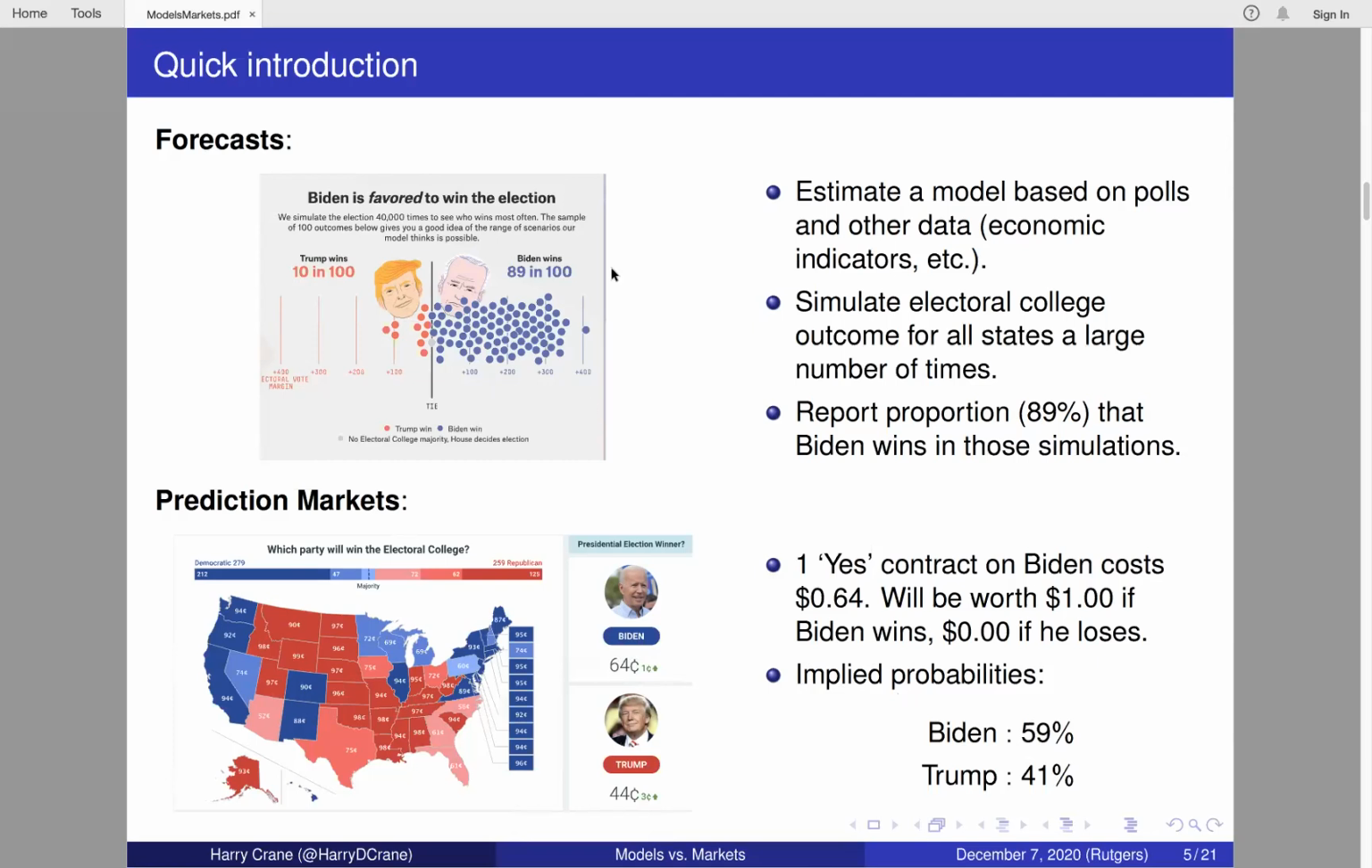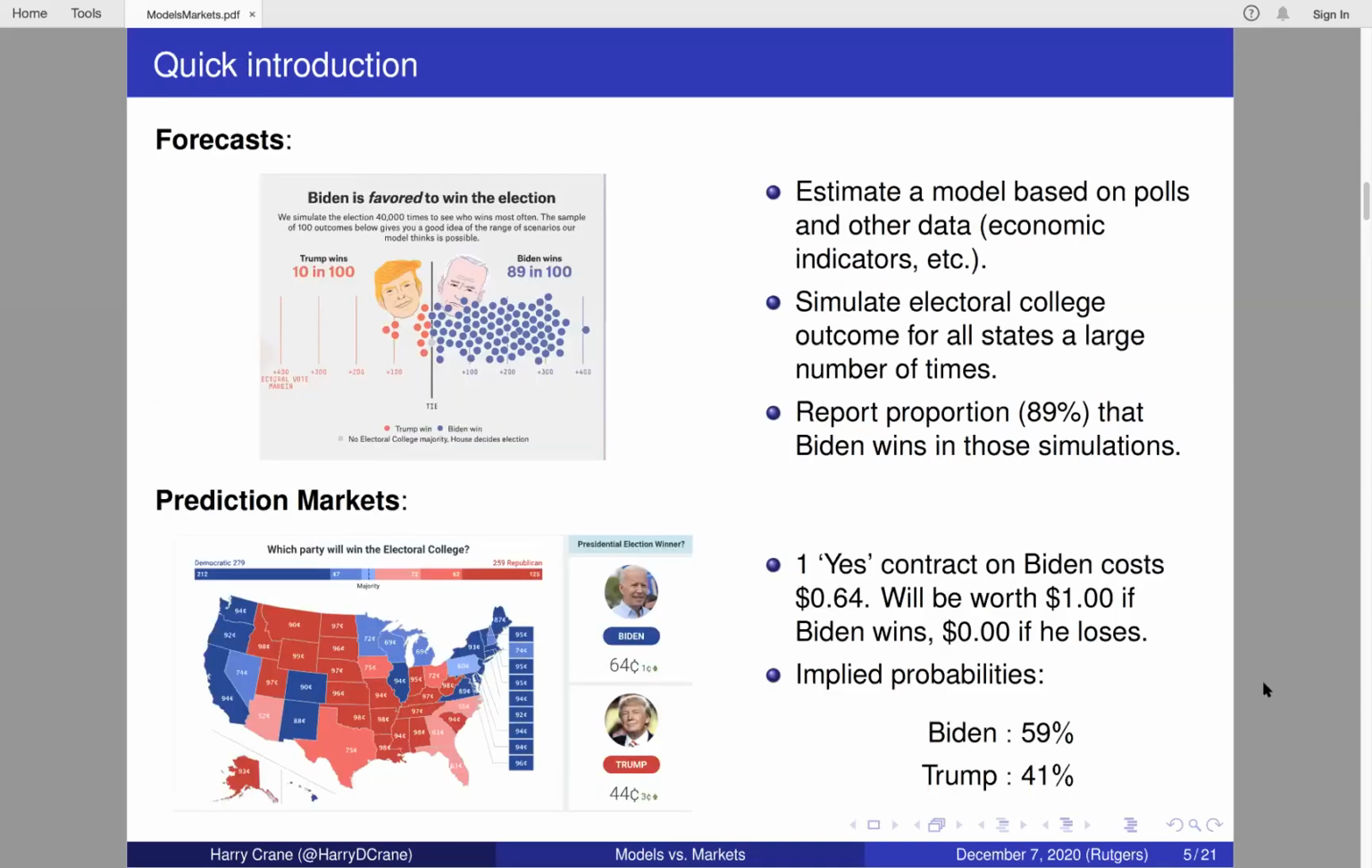Of course, if you were to compute the expected value of a Biden contract based on the 538 model, that would be a very high positive expected value contract. So if you were interested in making money, according to that model, you should buy shares on Joe Biden. And actually a lot of people were doing that.